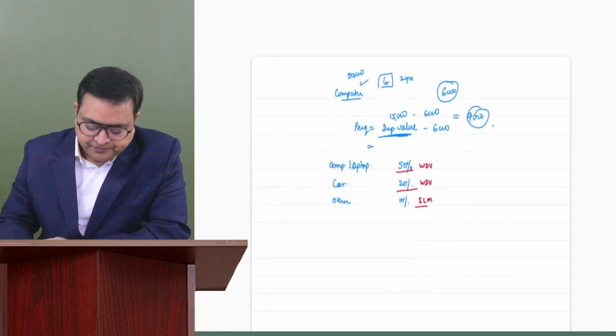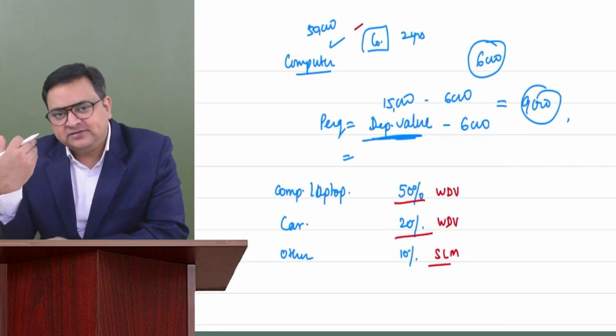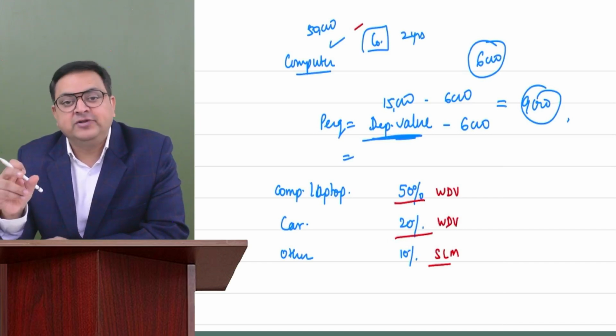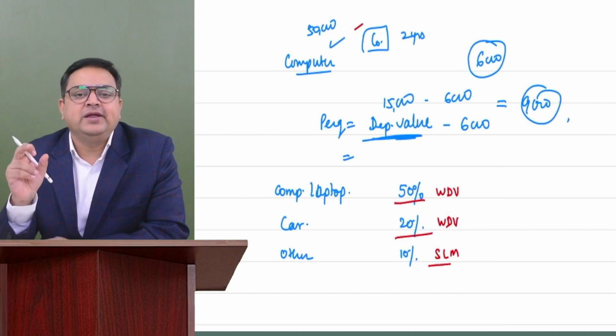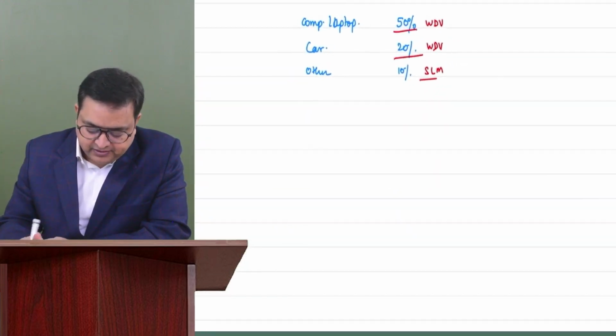So if the employer was using it for 2 years, 3 months, just ignore the 3 months, calculate the depreciation for 2 years and calculate the depreciated value, right? Part of the year shall be ignored. You have to take only completed years.